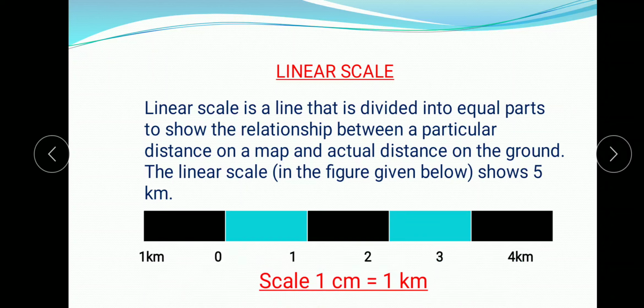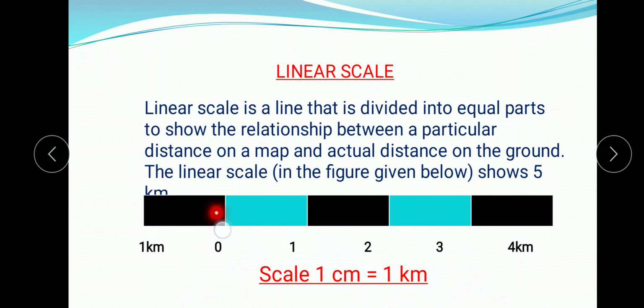In the example given below, the linear scale shows 5 km. The scale to which it is drawn is 1 centimeter is equal to 1 kilometer. This means that 1 centimeter on the map is equal to 1 kilometer on the ground. The line is divided into 5 segments and each segment is of 1 centimeter length, which denotes 1 kilometer on the map.